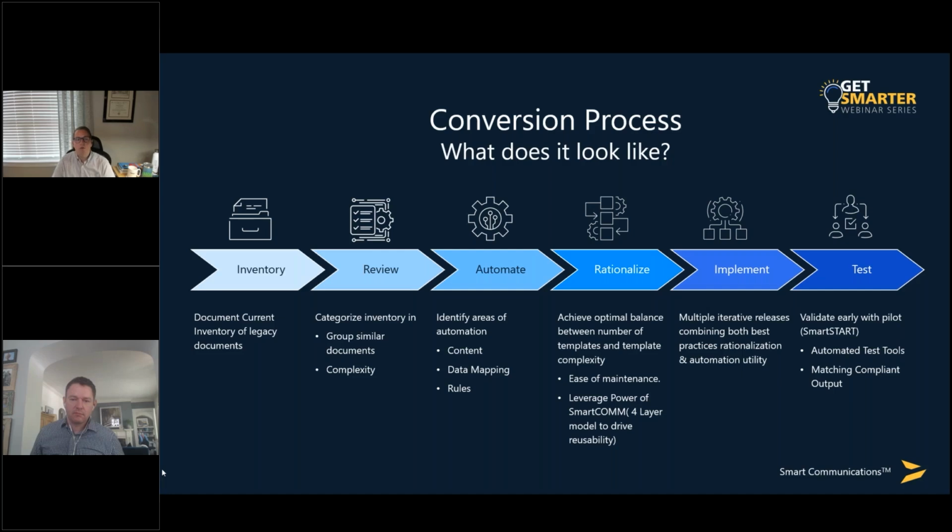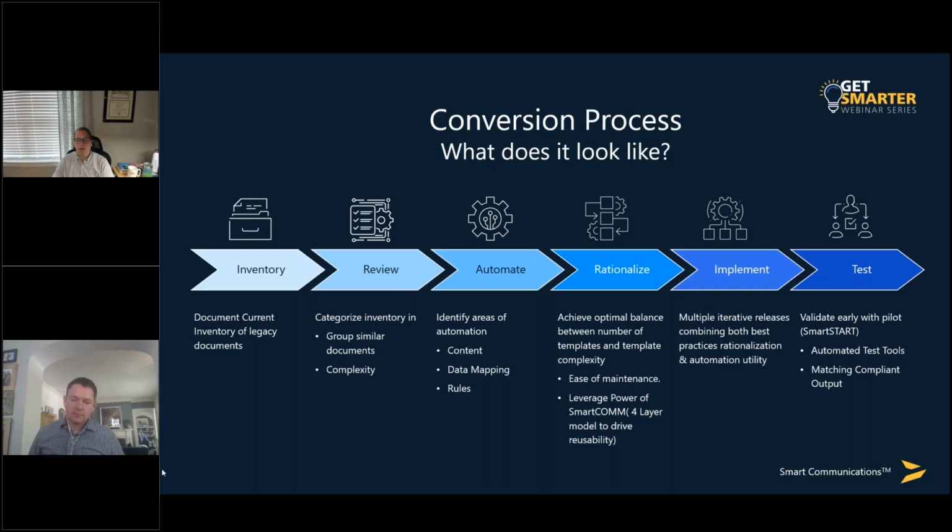Then it's also rationalization. So this is done in parallel with looking at automation. Rationalization, again, is all about achieving a balance. So you don't want to rationalize so much that you have only a couple of templates, but they're so complex that they're not able to be maintained. That's not helping anybody. You also don't want to leave too many templates out there, because the functionality of SmartCOMM provides the ability to make maintenance that much easier, so that when you have that logo change or branding change, it's just that much quicker to implement. So having the ease of maintenance is important.